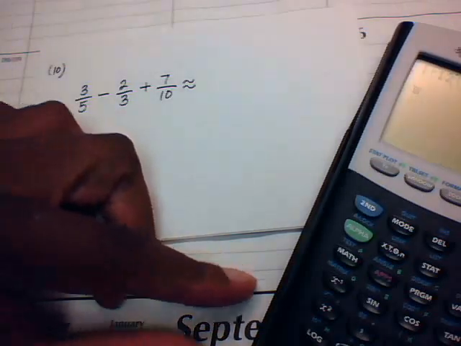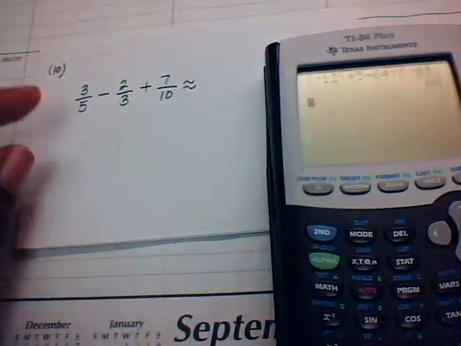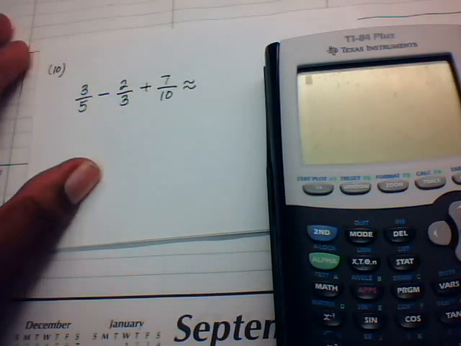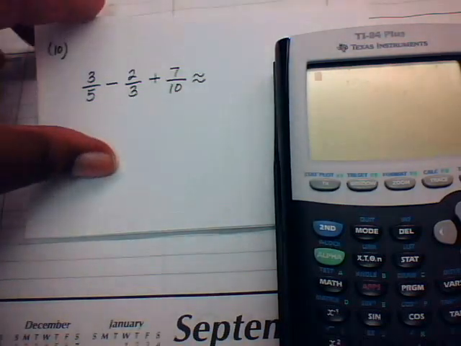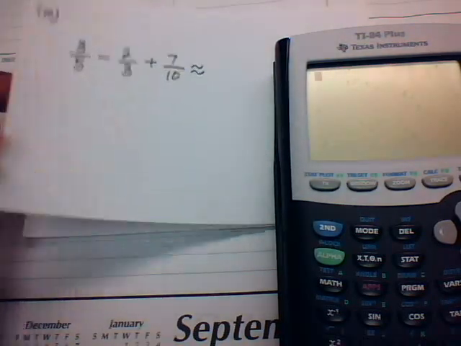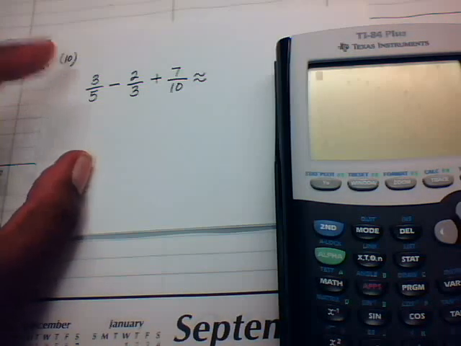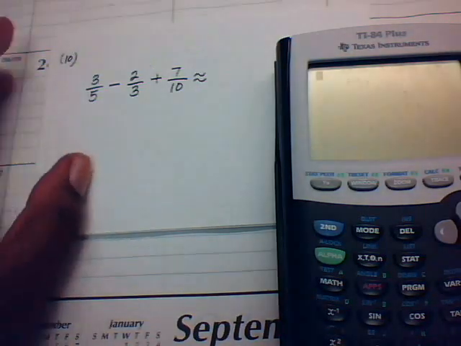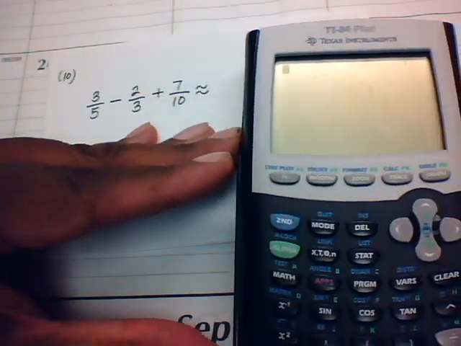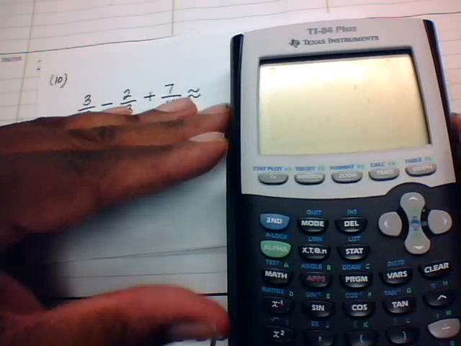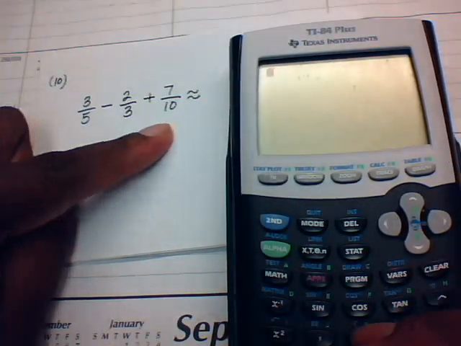We got 3/5 divided by 2/3 plus 7/10. And that's approximately equal to what? Now in this case here, I have two problems here. This one's the same as the other one. Now one's going to be a decimal, the other one's going to be in the form of a fraction. Now fractions we can type into the calculator. Now to be on the safe side, I'm going to use these parentheses around each one of these fractions here.